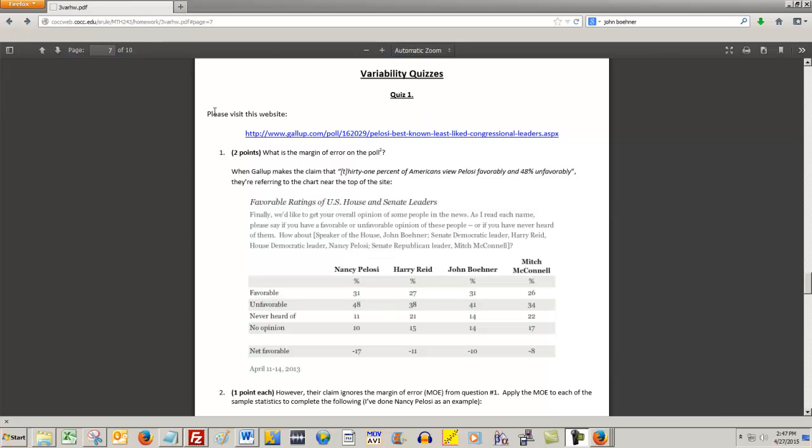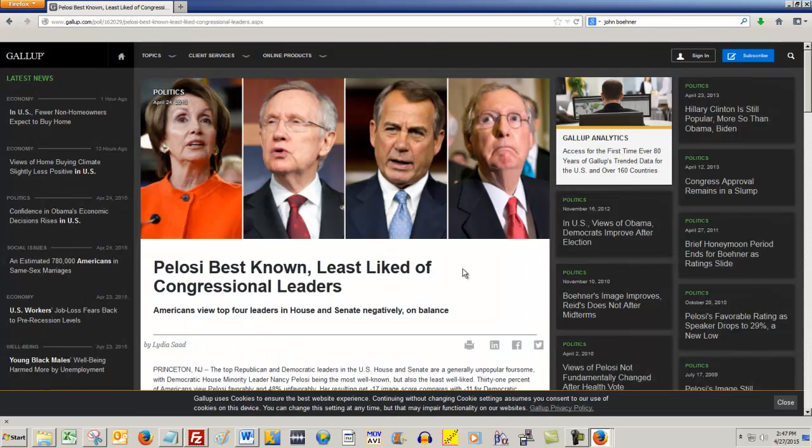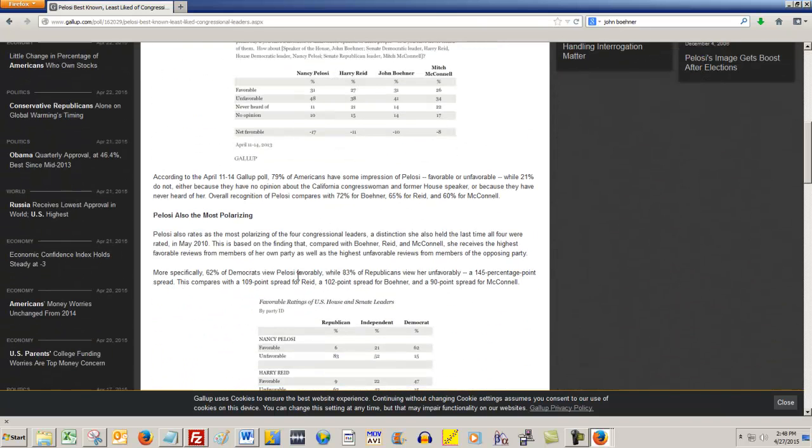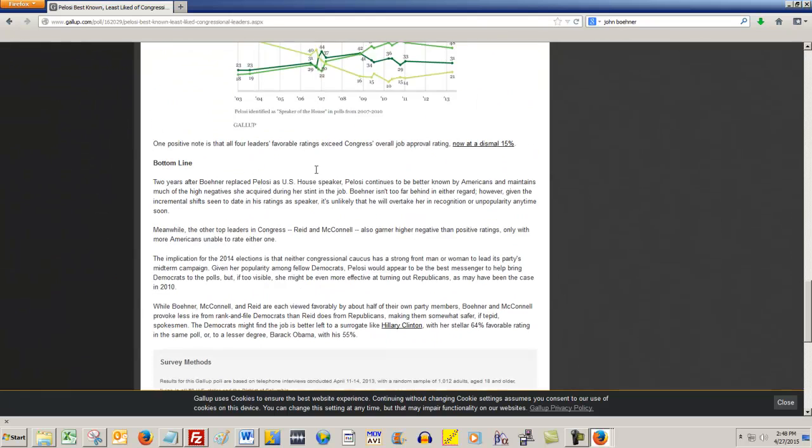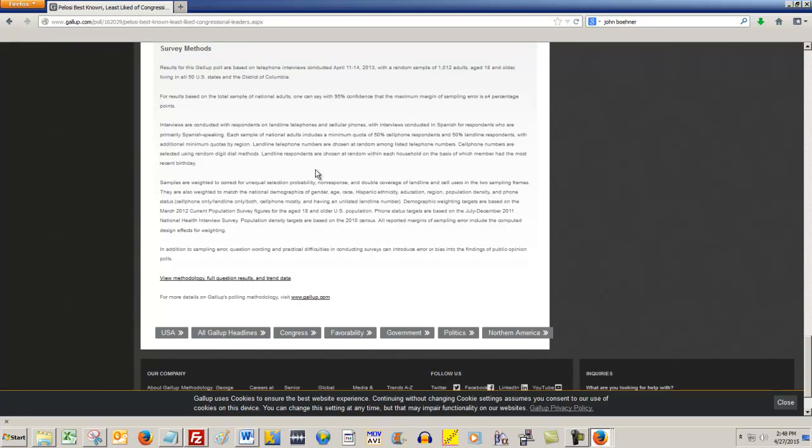So anyway, we've got least liked congressional leaders, which is most of them, I would imagine. So you got Pelosi, you got this guy here whose name I forget, you got Boehner, and you got Mitch McConnell. So we got four of them here. I asked you to find Harry Reid, that's right. Find the margin of error of the poll, which of course is at the bottom in tiny font.